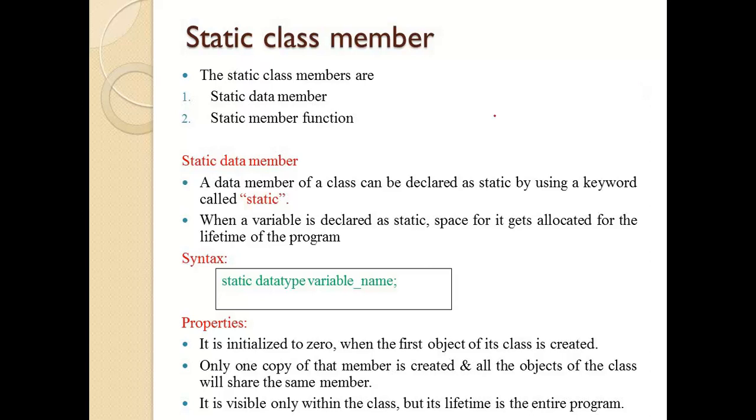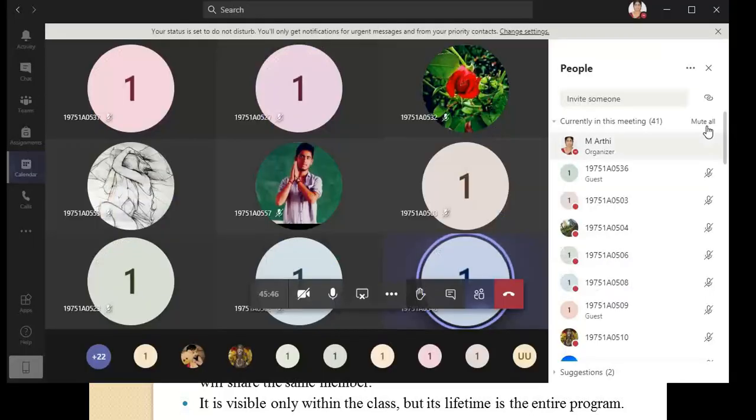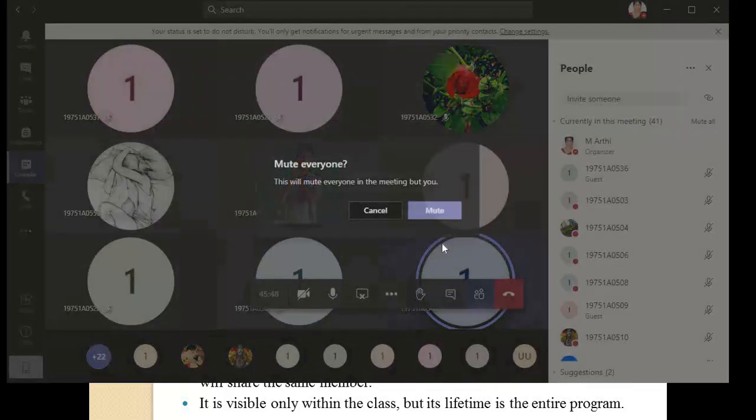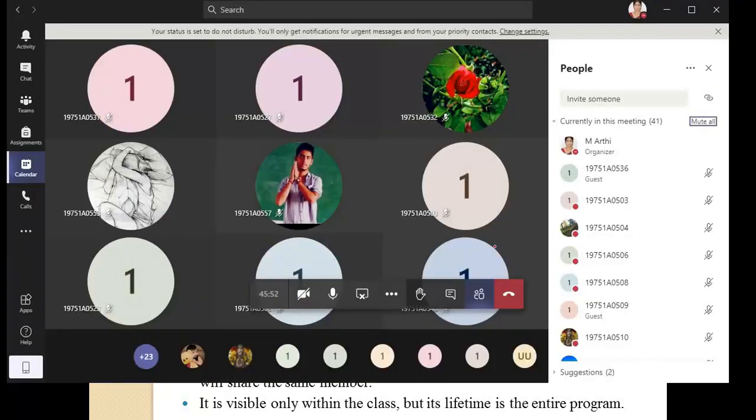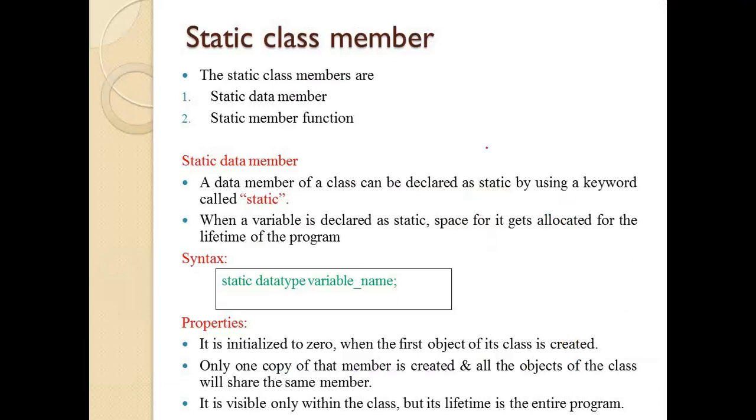Let us see them one by one. First, what is meant by a static data member? If we are going to declare a data member of a particular class as static, then it should be preceded by the keyword static.